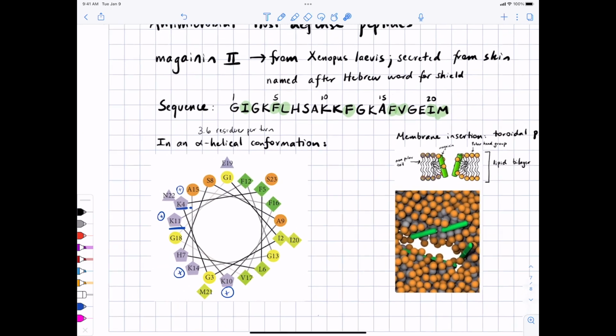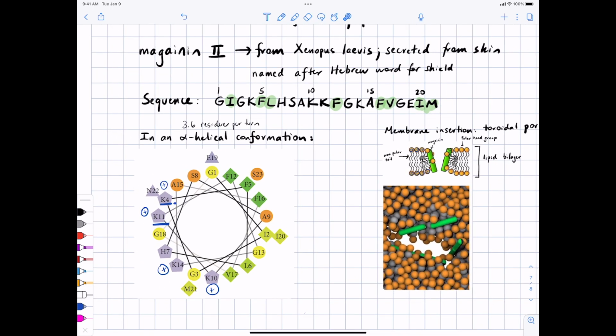If you relax your eyes a little bit, the overall pattern you get is one face of the helix is nonpolar, and the other face is positively charged. And that overall characteristic is the defining characteristic of antimicrobial peptides. There's a lot more of these. Some of them are more selective for bacteria than for other things. Some of them actually start to cause problems with red blood cells as well.